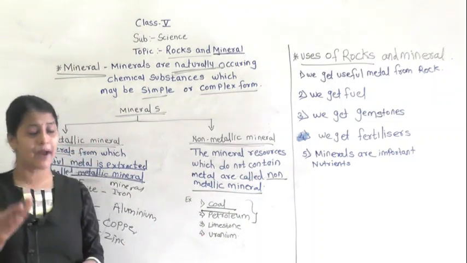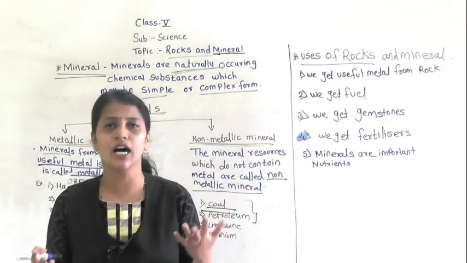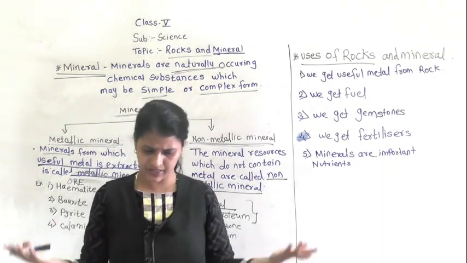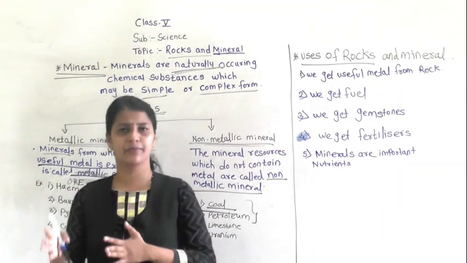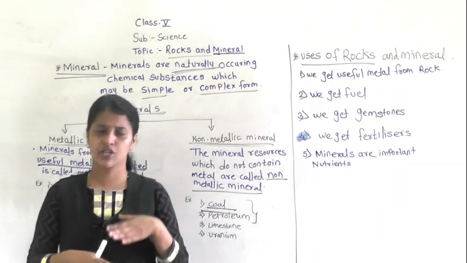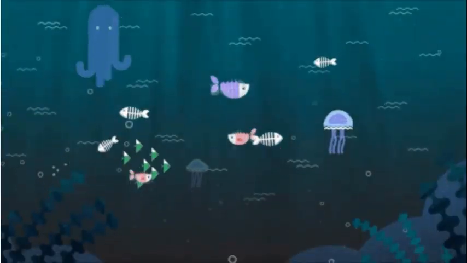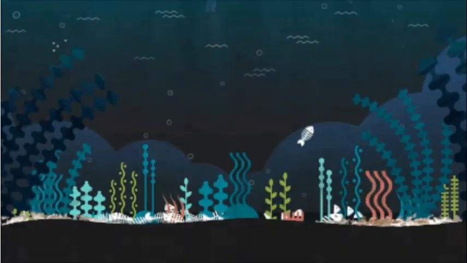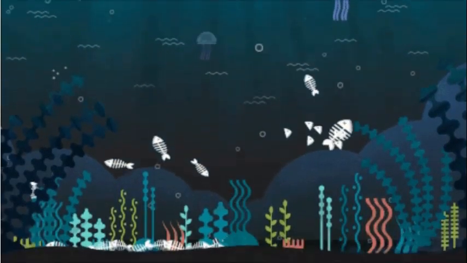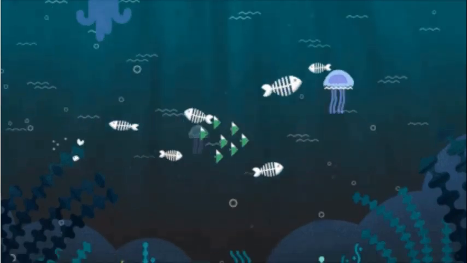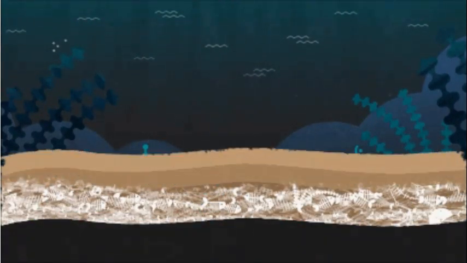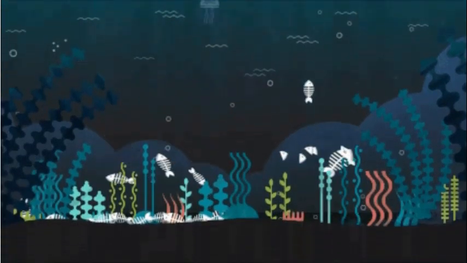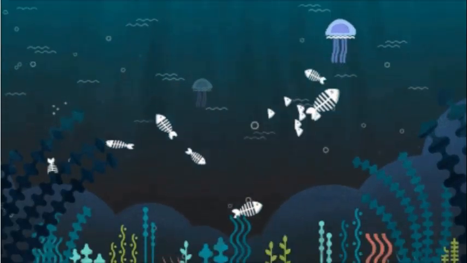Now, the next is petroleum. This is also a valuable resource. How is it formed? Plants and animals near the sea, like fish, died and were buried under the sea. Layers of sand and soil formed over them, and this takes millions of years.